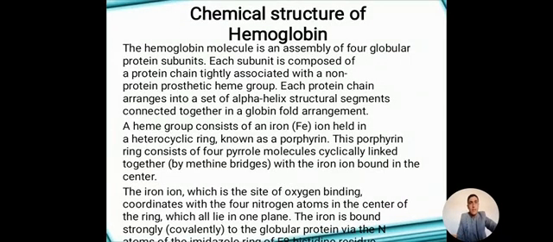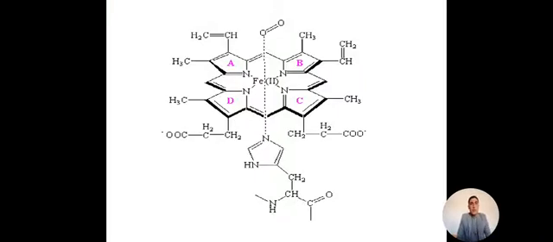Chemical structure of hemoglobin. We can see here the chemical structure of hemoglobin. The hemoglobin molecule has four globular protein subunits. Each subunit is composed of a protein chain tightly associated with a heme group. A heme group consists of an iron held in a heterocyclic ring known as a porphyrin. This porphyrin ring consists of four pyrrole molecules cyclically linked together with the iron bound in the center.